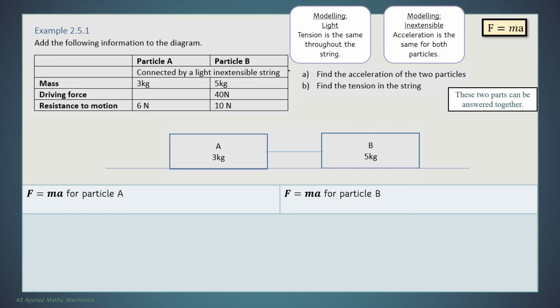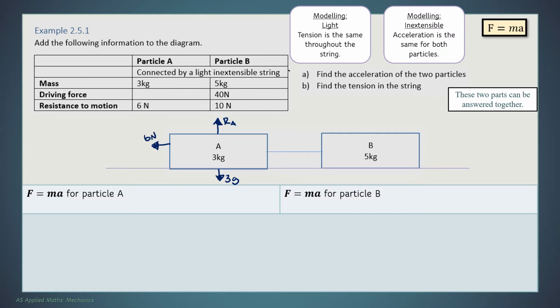Okay, so we have got 2 particles, A and B. The first thing that you need to do is take all this information from the table and apply it to the particles. So if we look at particle A, we've got a mass of 3 kilograms, which means there's going to be a weight, and the weight will be 3g. We have a reaction. I'm going to call it reaction of A because the reaction on this particle will be different to the reaction on particle B. And resistance to motion is going to be 6 newtons.